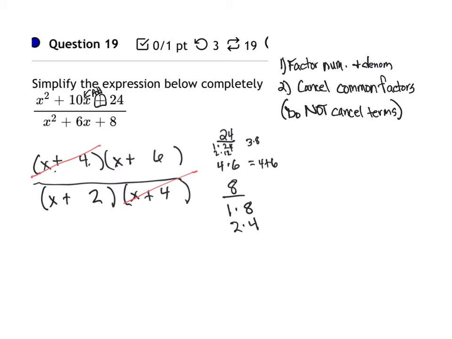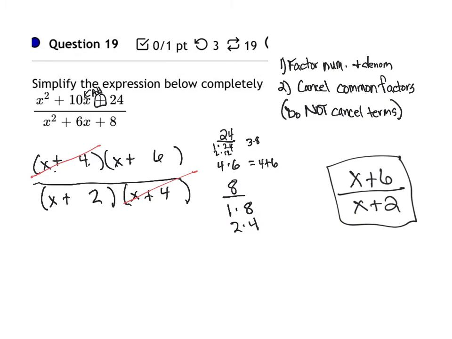Remember, when you're canceling, binomials cancel with binomials, monomials with monomials. So what's left is x plus 6 in the numerator and x plus 2 in the denominator. Now, these are binomials, so you can't mark out the x's and you can't divide 6 by 2. It's going to give you the wrong answer.